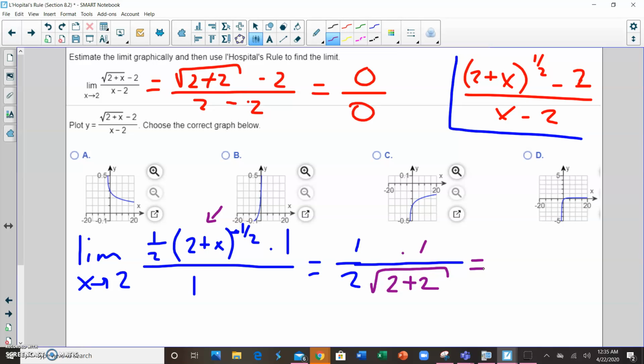Just move that to the bottom. 2 plus 2 is 4. All right, so we're going to end up with 1 divided by 2 times the square root of 4. Square root of 4 is 2. 2 times 2, so I'm getting 1 over 4. And that is what I'm getting for an answer. All right. Okay, moving on.